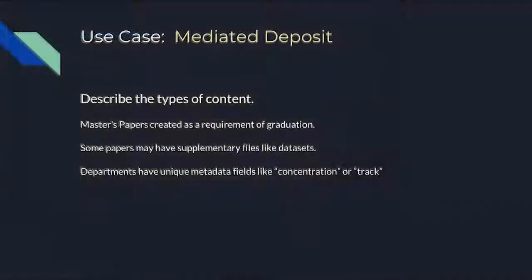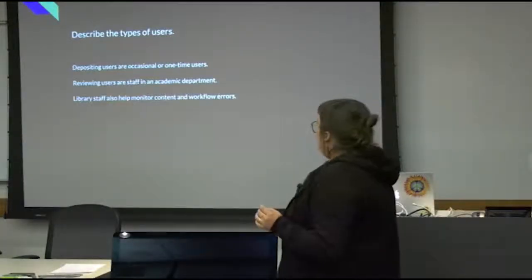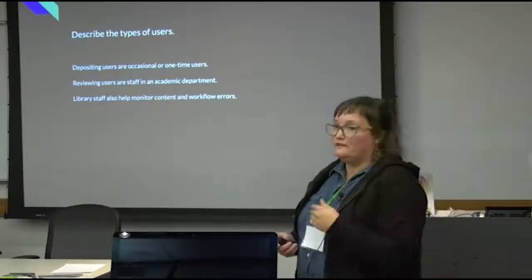So I'm going to describe the types of content. Our master's papers that are created as a requirement of graduation. Some of the papers might have supplementary files like data sets. And departments have unique metadata fields that they really need differently from the other ones. They don't want to see any other metadata fields. So maybe they have like a concentration or a track or something like that.